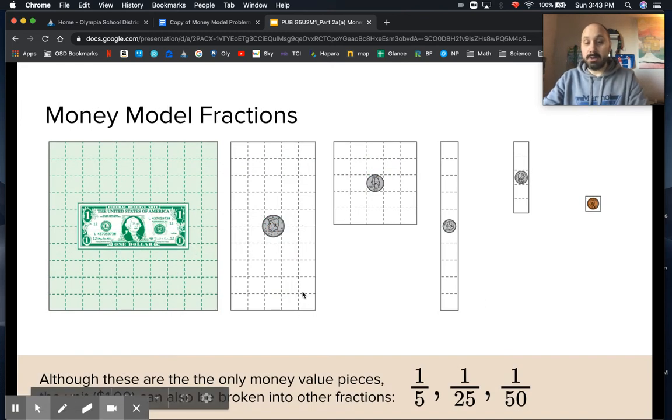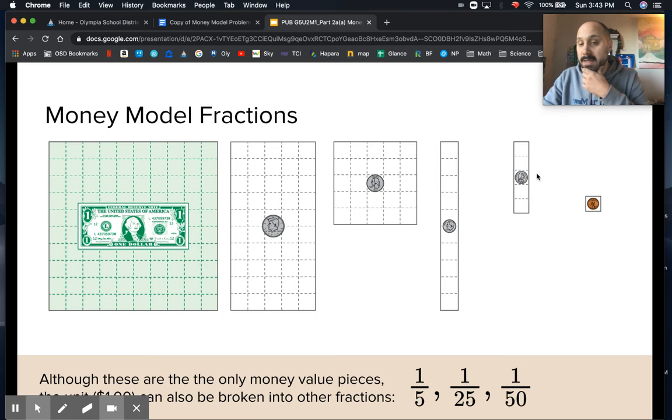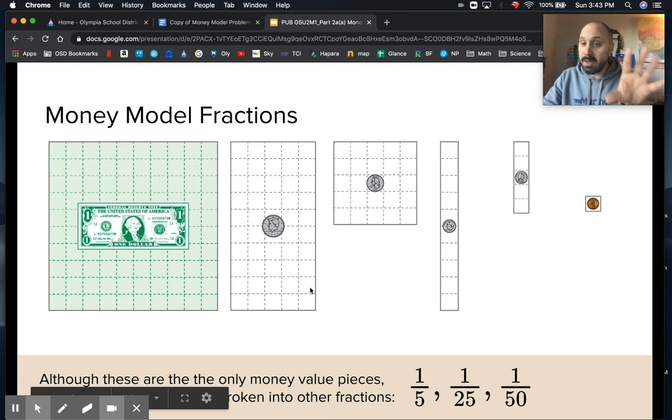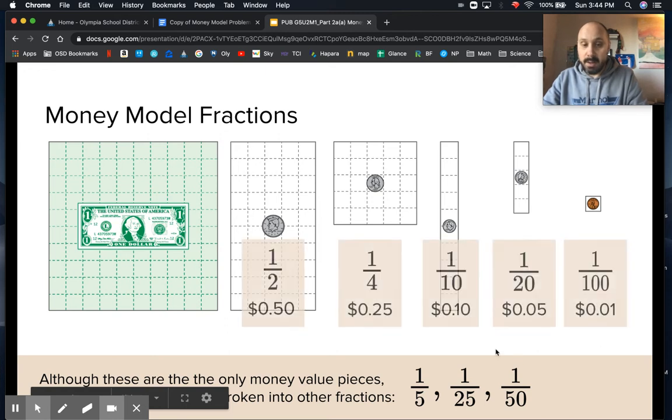Okay, so here's our money model fractions. We have 100, our dollar. We have our half dollar, 50 cents, 25 cents, or 1/4. Our dime is 1/10. Our nickel is 1/20th. And our penny is 1/100th. And although these are the only coins we have out of a dollar, there are also these fractions that we can use out of 100 too. So 1/5, 1/25th, and 1/50th. We can also use to find our common denominators out of hundredths.